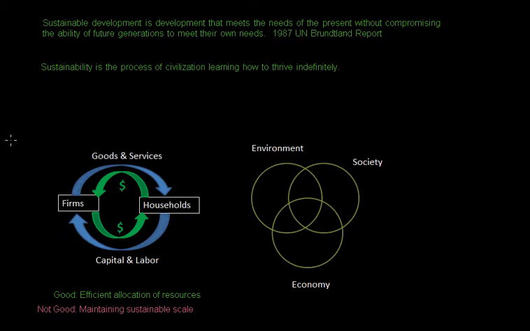So let's get started. Here is a definition that was developed by the UN back in 1987 and was reported in the so-called Brundtland Report. Sustainable development is development that meets the needs of the present without compromising the ability of future generations to meet their own needs. This definition is used often as is or slightly modified, but almost always has the theme of meeting the needs of the present without compromising the future.